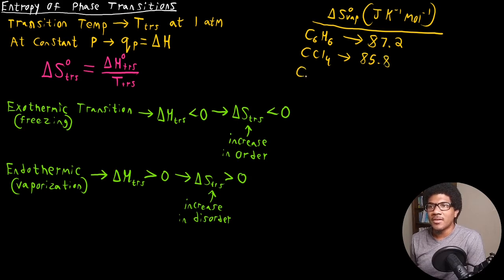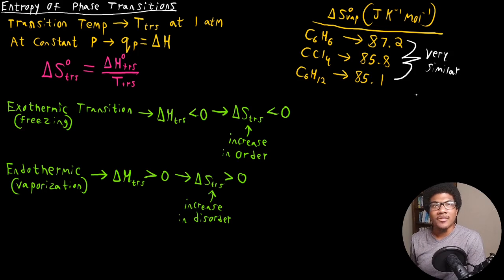For C6H12, cyclohexane, its delta S of vaporization is about 85.1. Right? Now, what do you notice about these? They're all roughly the same, right? Benzene's a little bit higher, but you end up with these numbers being very similar.